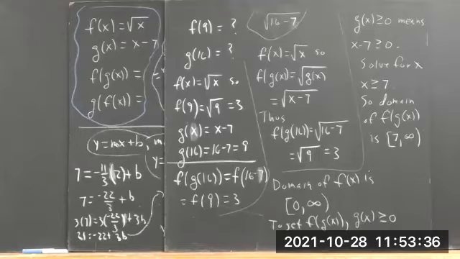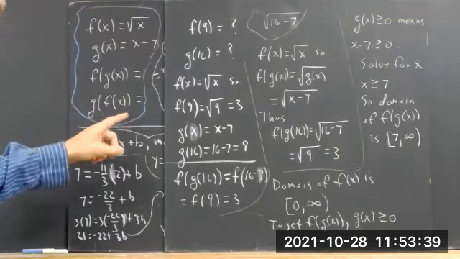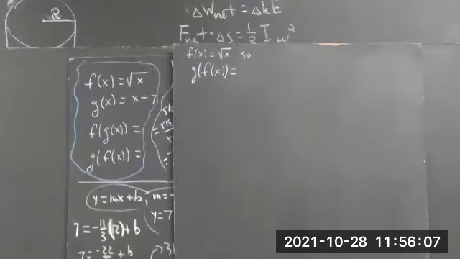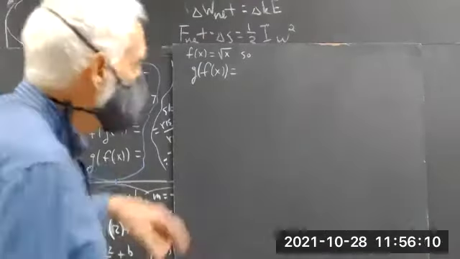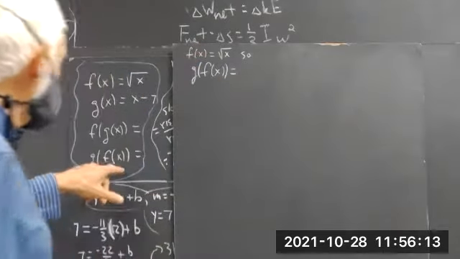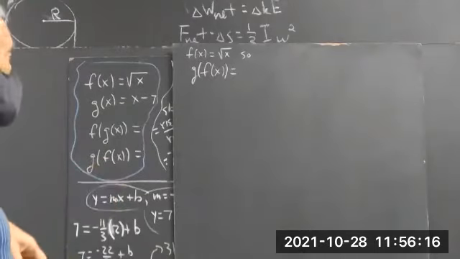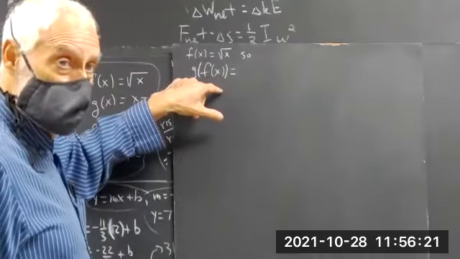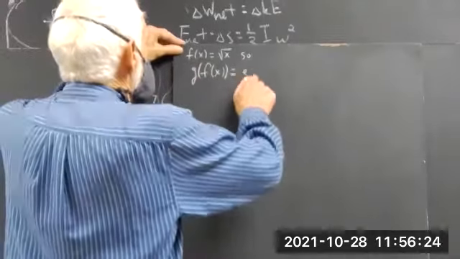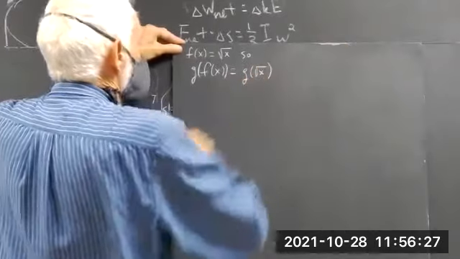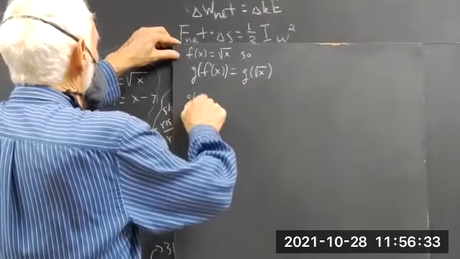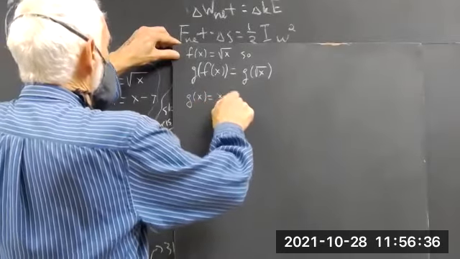Okay, now, can you write out g of f of x, and maybe even figure out what its domain is? Okay, now, f of x equals the square root of x, and we want to get g of f of x. Right? g of f of x means you've replaced x by f of x. So g of f of x is g of the square root of x, right? Now, g of x equals x minus 7.